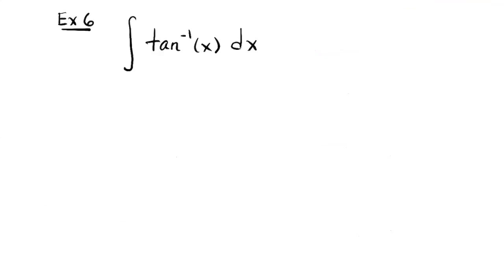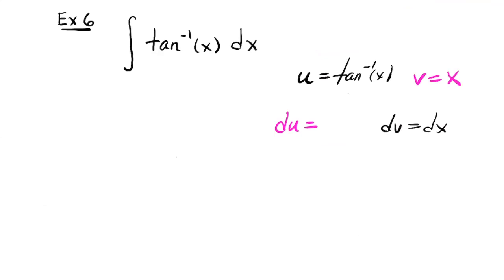Also doesn't look like parts. No choice. All we can do is differentiate that and anti-differentiate dx. Antiderivative is just x. Pause the video and look it up if you don't know it. You don't see this one all the time. I'd have to look it up after a while, but yeah, it's 1 over x squared plus 1. Arctan is a derivative, you know.